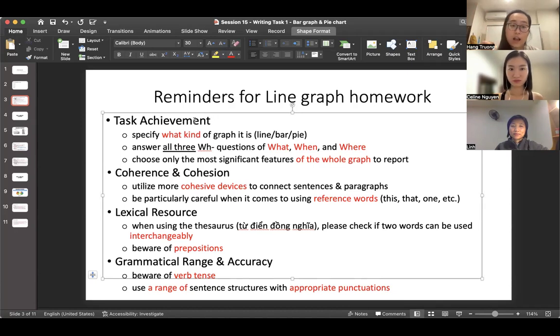What, when, and where. And remember, in the whole report, even in the body paragraphs, only mention the key figures, okay? Don't just pick out individual data points to report, because that's not the point of a report, right? You should be able to summarize. So only point out the key, the most significant points. And in terms of how the ideas are connected to each other, make sure to use cohesive devices.